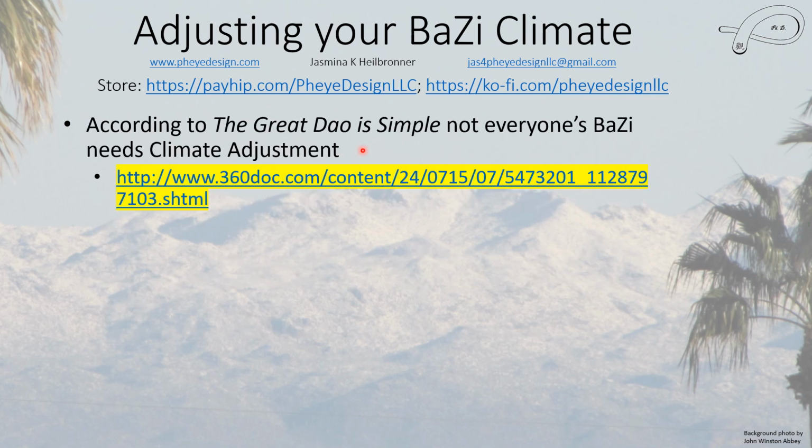So most of this information comes from a paper. It's almost like a journal article, but it's not from a journal. It seems as though it is a group, or maybe it's an individual, but they go by the name of the Great Tao is Simple. That is my best understanding. This, of course, is translated to English. And according to that, not everybody needs climate adjustment.